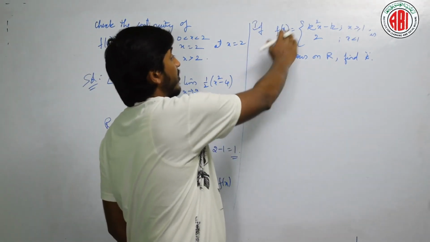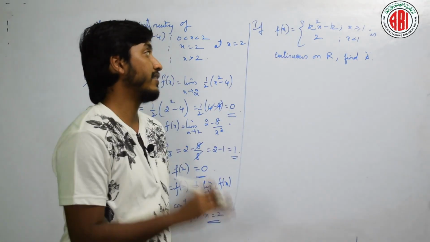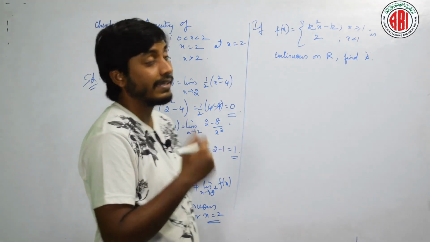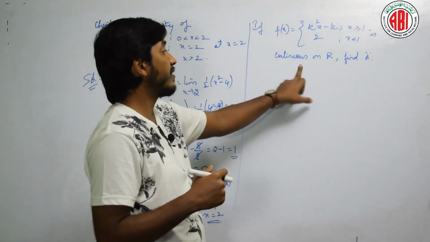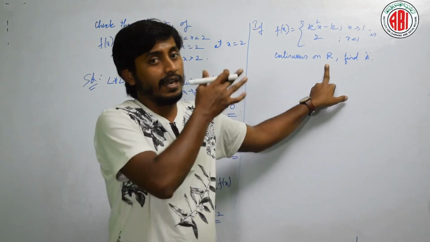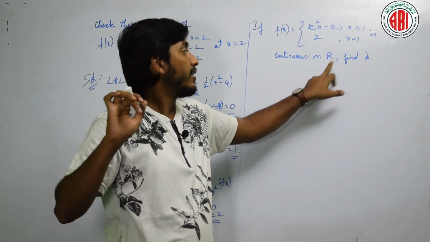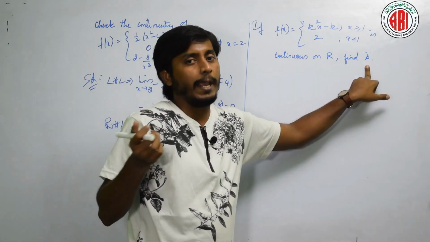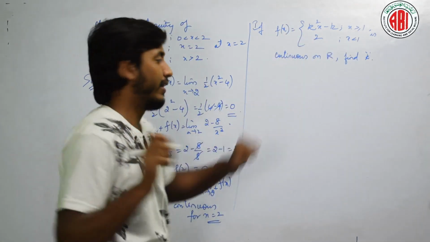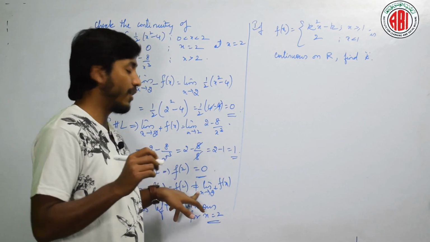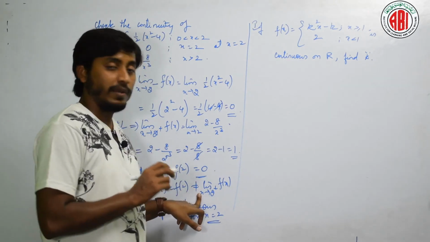Here, f of x is equal to k square x minus k for x greater than or equal to 1, and 2 for x less than 1. He gave that this is continuous on R, which means it is continuous throughout the real numbers. He is asking us to find the values of k. How to do? One thing we know is that all the limits should be equal.